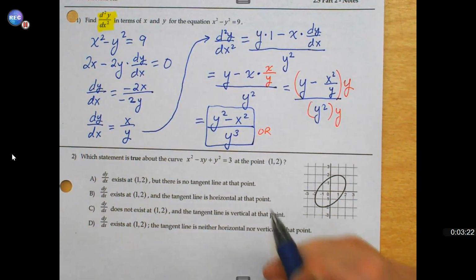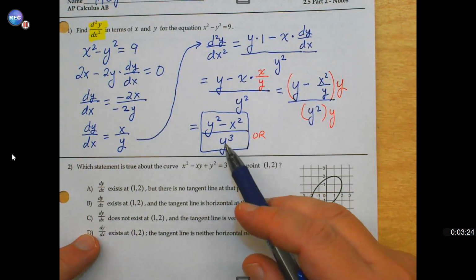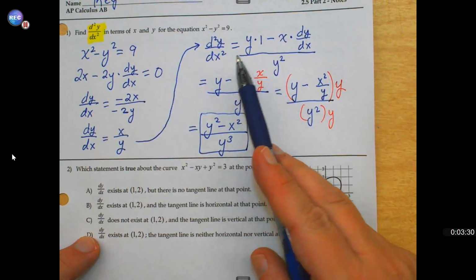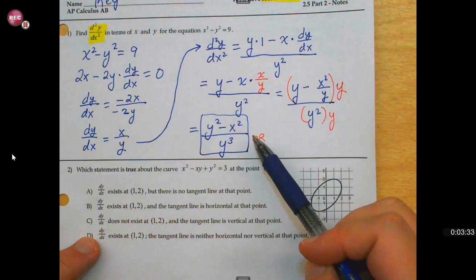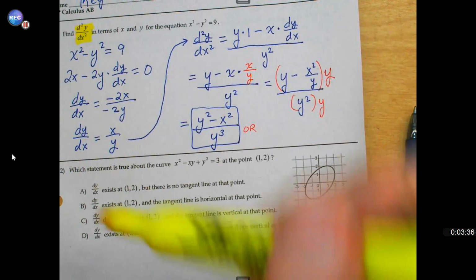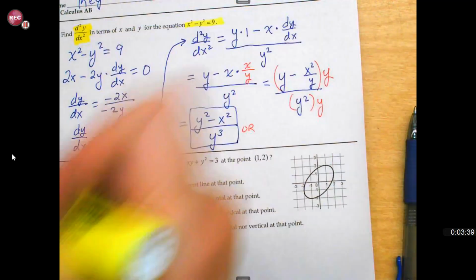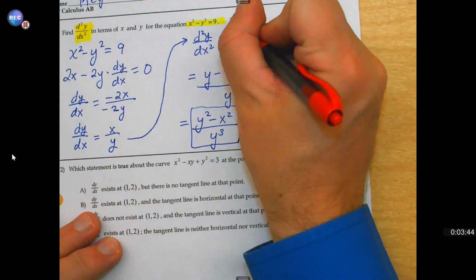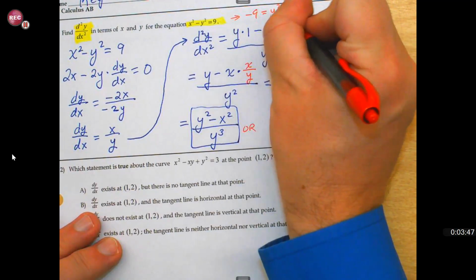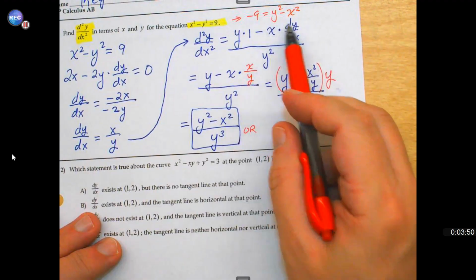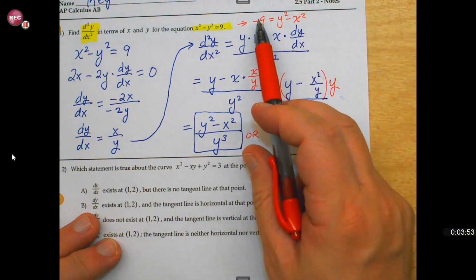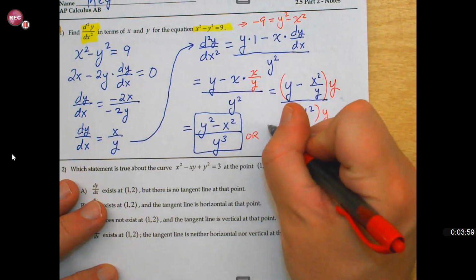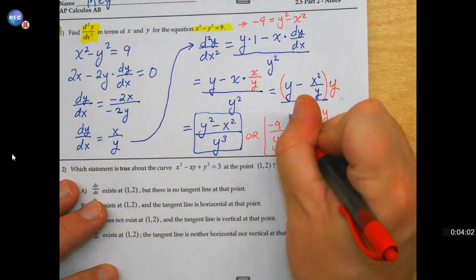Sometimes in the multiple choice part on the AP test, if there's a way to write this even more simplistically, is that a word? Sure. They're going to do that and make that the answer choice. So what I mean by that is if you go back up here to x squared minus y squared equals 9, if I move this stuff around so that the equation says negative 9 equals y squared minus x squared, now I know that when I see y squared minus x squared down here, it is equal in value to negative 9. So they might have the answer choice written as negative 9 over y cubed, and that would be the one you want to pick.